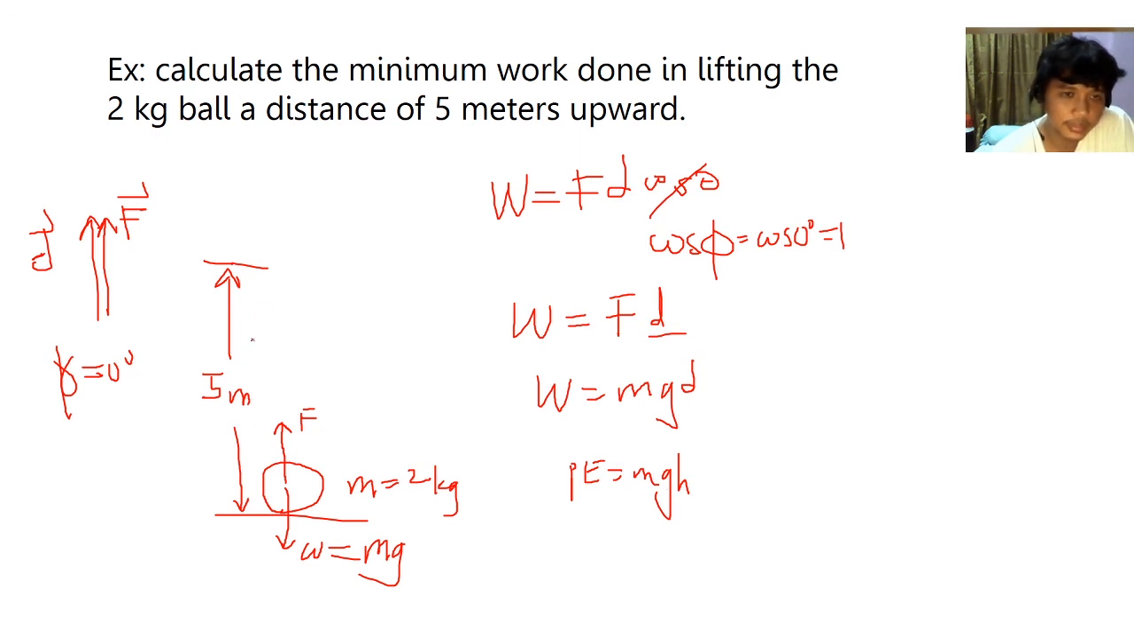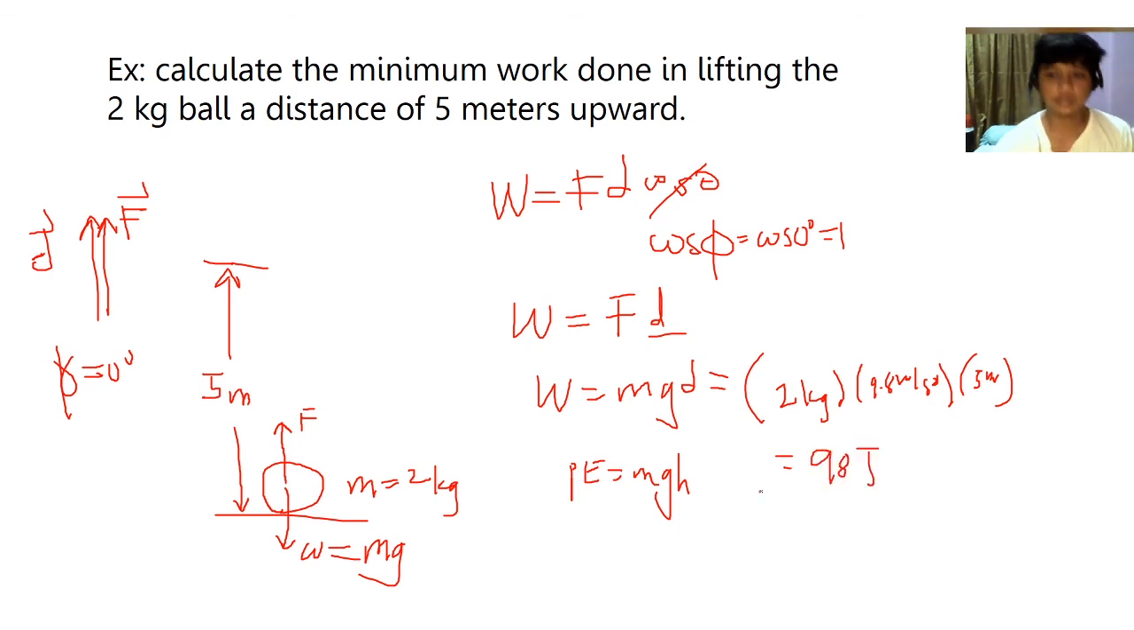So let's just calculate the work done. The mass is 2 kilograms, 9.8 meters per second squared, and D is 5 meters. 5 times 2 is 10, 10 times 9.8 is 98 joules. So we lift the ball upwards and we spend 98 joules.